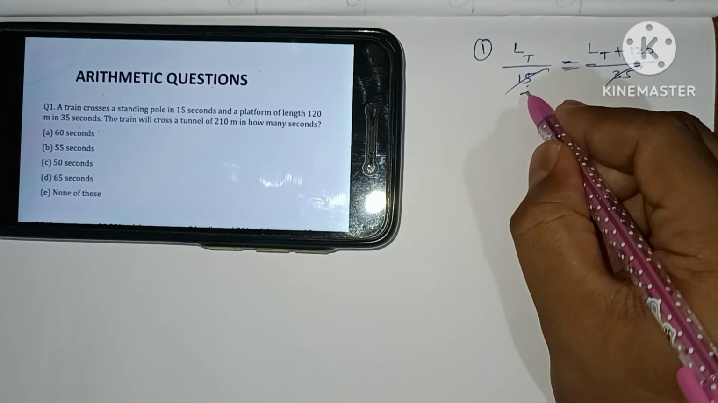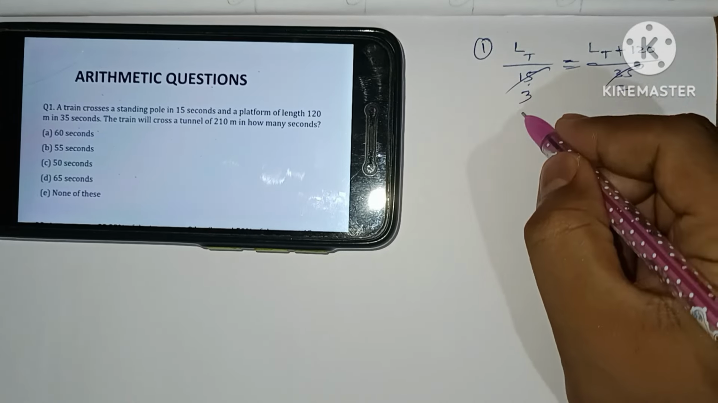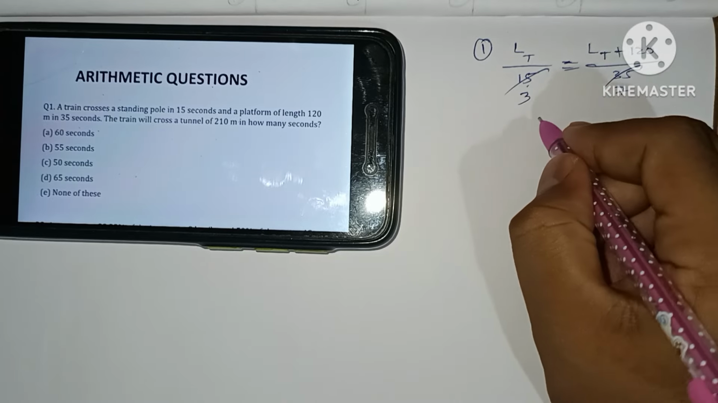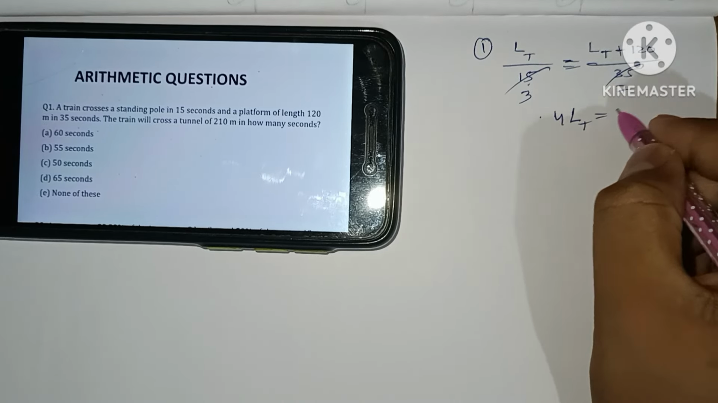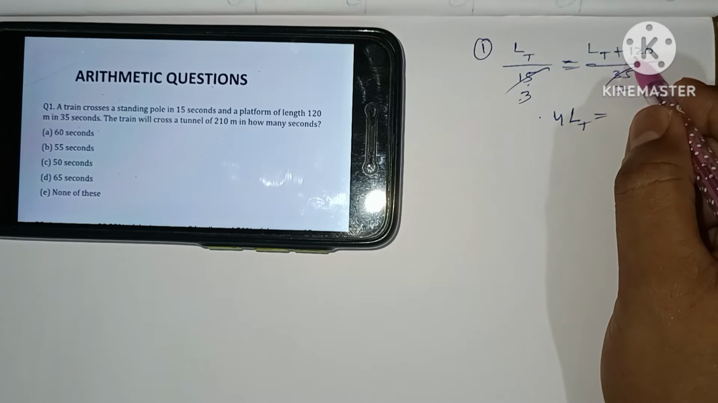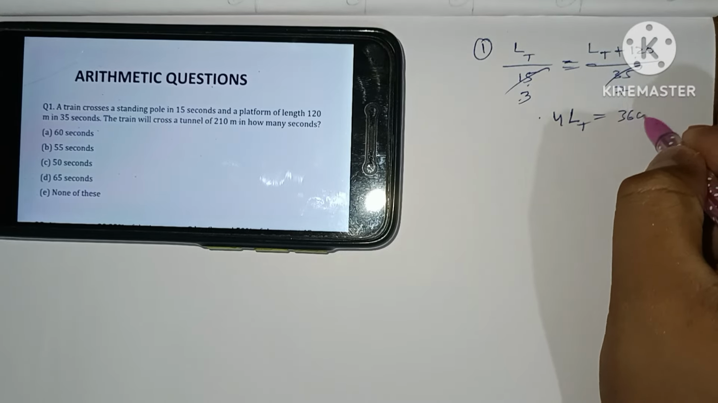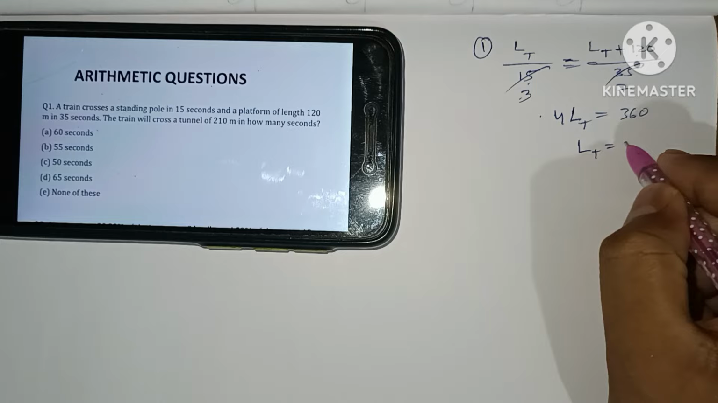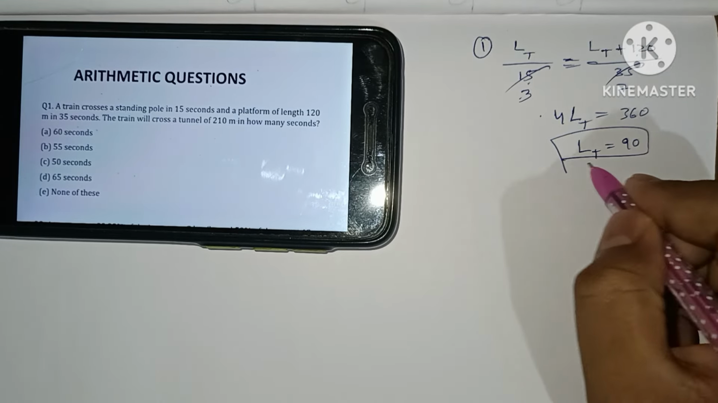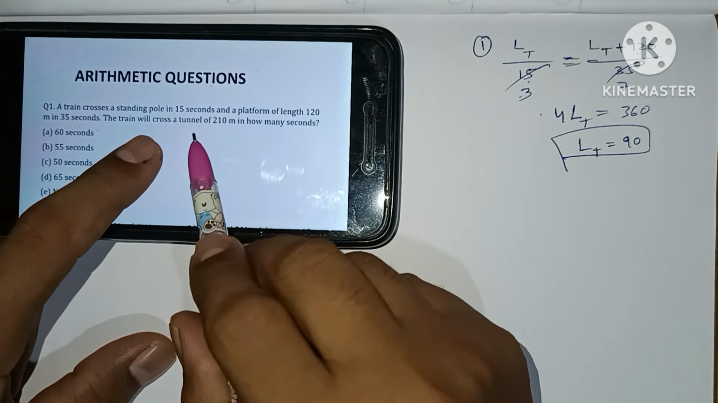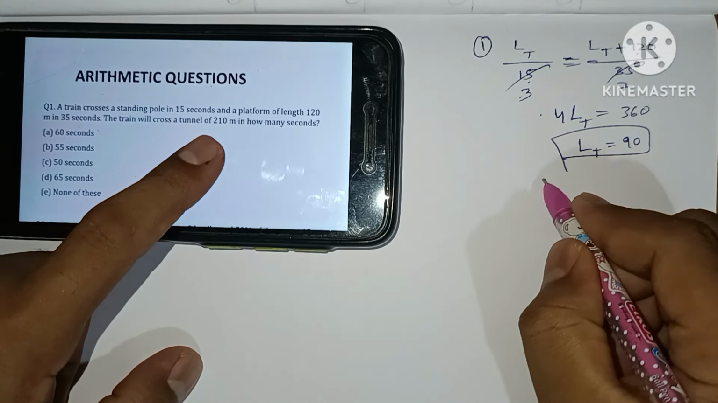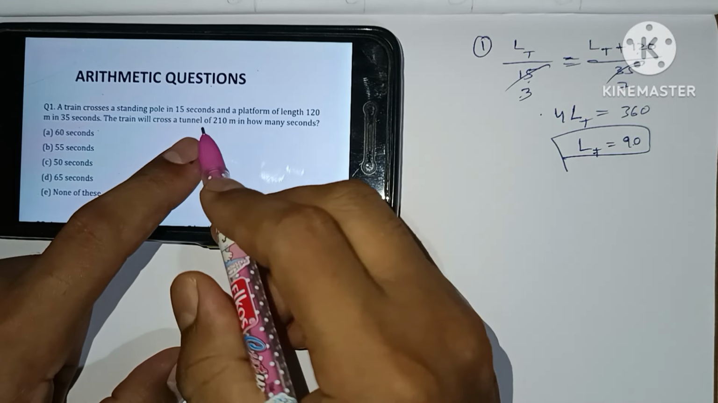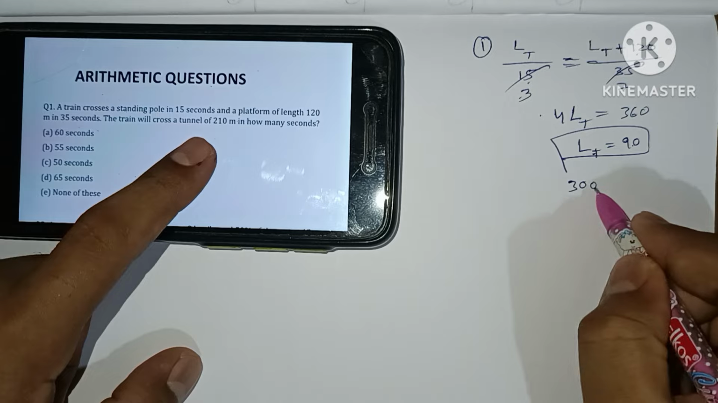So this will be 7L minus 3L, which will be 7 minus 3, which will be 4L equals 3 into 120, which will be 360. So the length of the train we get is 90. Now the question asked is, the train will cross a tunnel of 210 meters in how many seconds? So length of the train plus length of the tunnel, which will be 300.